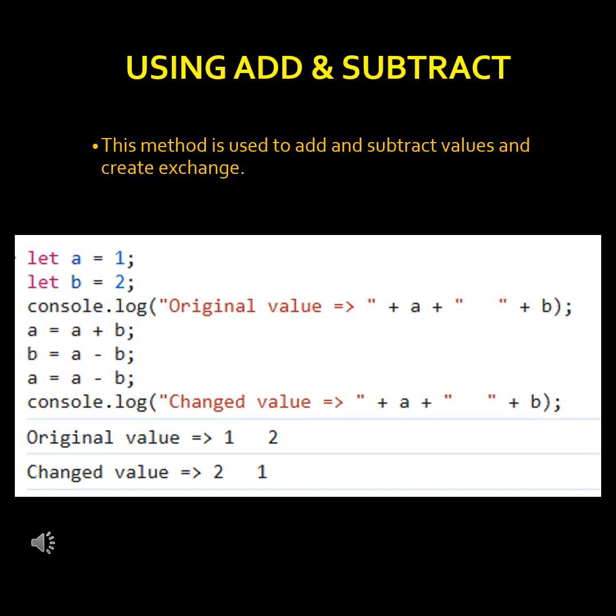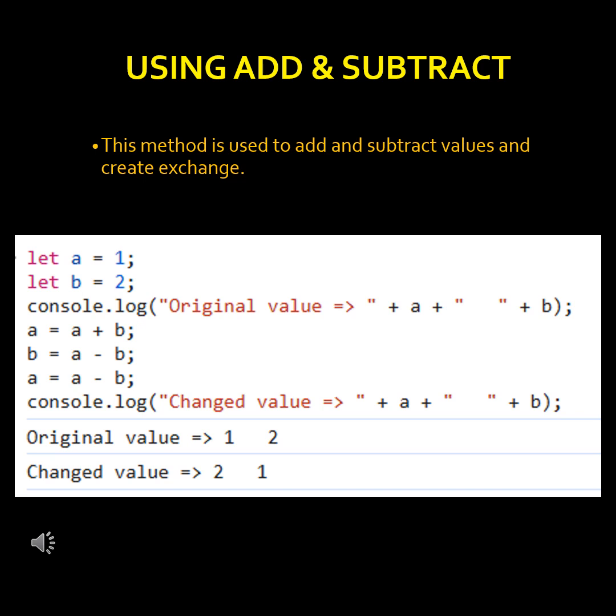The third approach is using add and subtract. We have two values here, a equal to 1 and b equal to 2. What we are going to do is add and subtract the values to change them. For example, a is equal to a plus b, so the number 3 is stored in a now. Now b is equal to a minus b. The a value is 3 and we subtract the b value, which is 2. So 3 minus 2 will be 1, and that 1 will be stored in b. Now the b value is changed successfully and we need to change the a value.